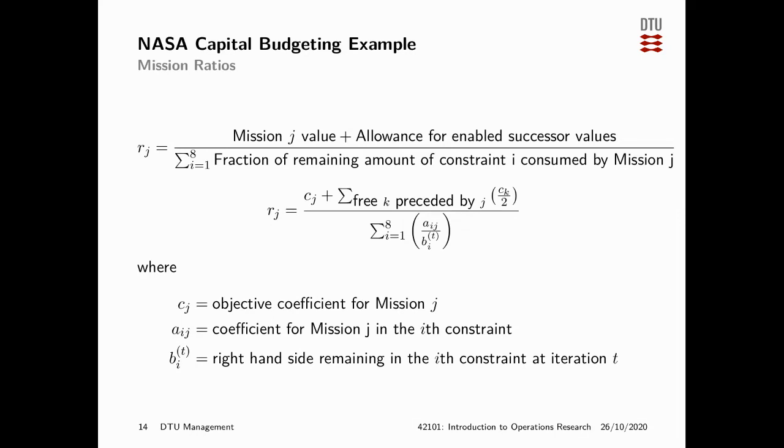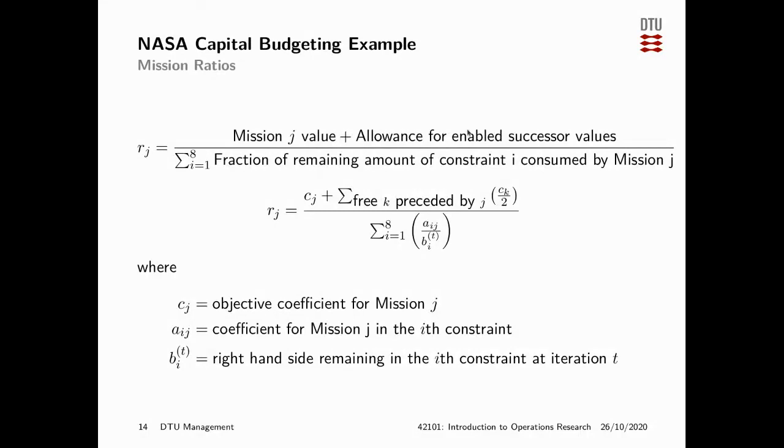Here Rj refers to the ratio for mission J. It's computed as follows. The numerator reflects the value of the mission, and this is comprised of two different aspects. The first part is mission J's value, so how much do we get if we schedule mission J? The second part is an allowance we add if mission J enables other missions. As I said on the previous slide, we would like some way of distinguishing between missions that enable themselves and missions that enable other missions.